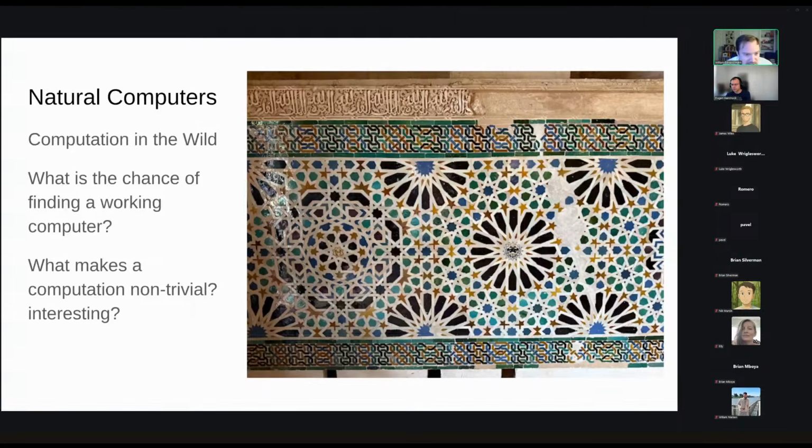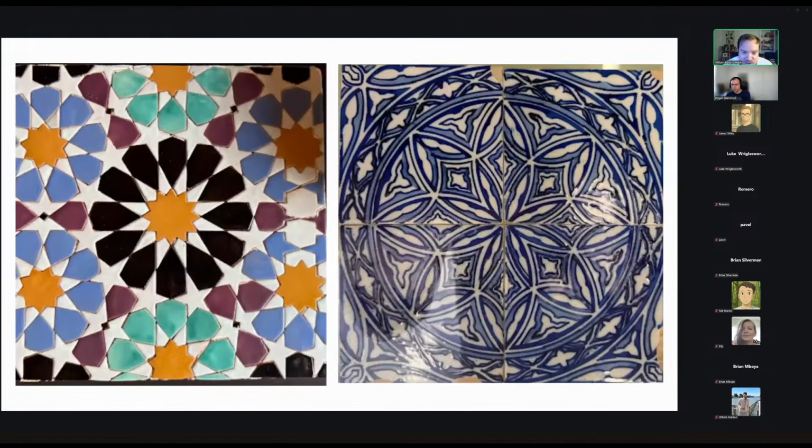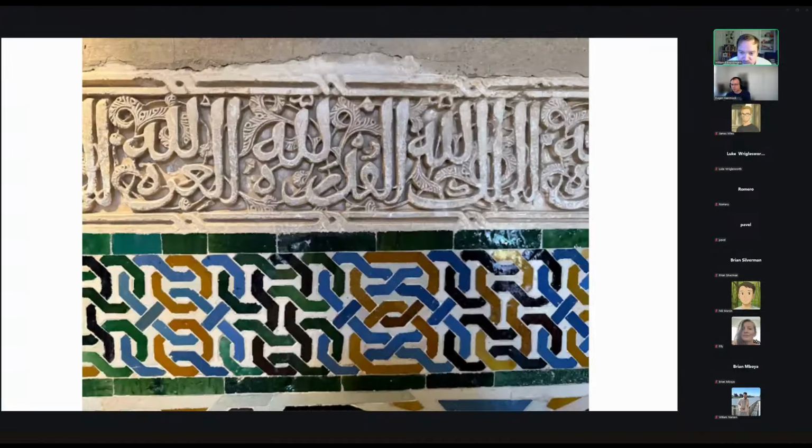And so I'd just like to think, I don't have answers for that, but just sort of finding these computers out in the wild, and how sophisticated do they have to be before they can do something like the universal computation.